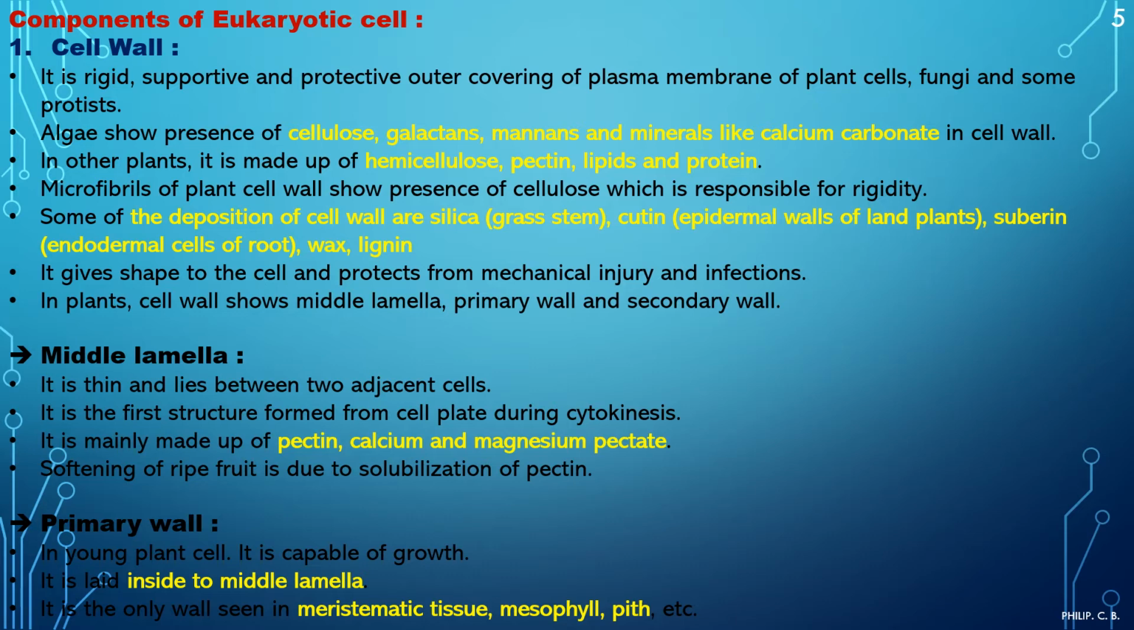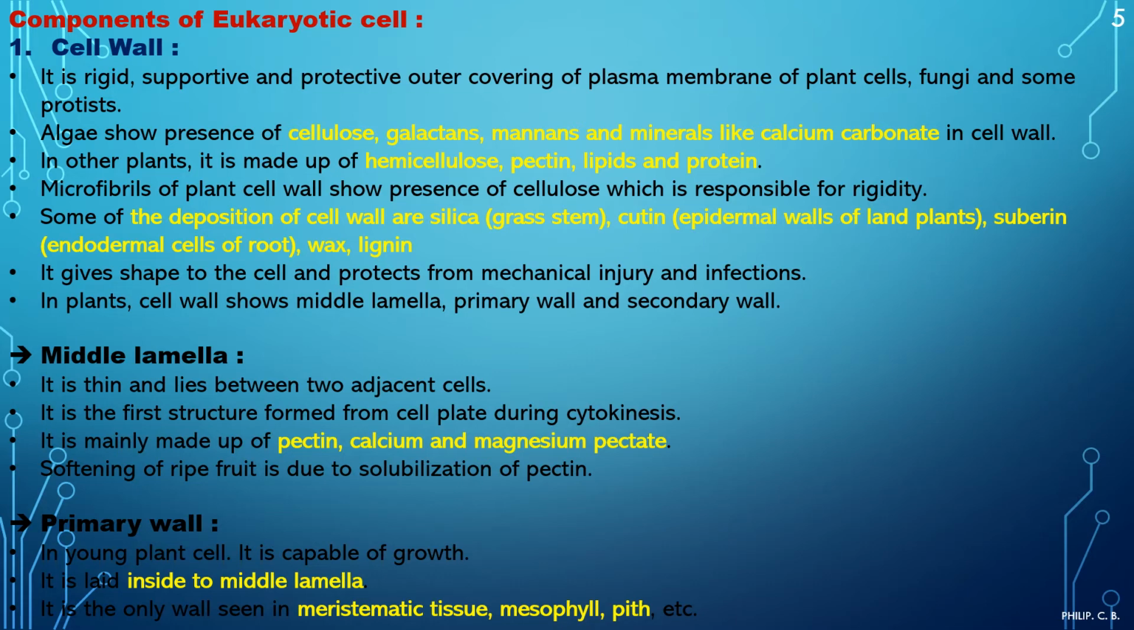Further, some depositions in cell walls are silica in the case of grass stem, cutin in the case of epidermal walls of land plants, suberin in endodermal cells of root, wax, and lignin. These are some other components. It gives shape to the cell and protects from mechanical injury and infections.